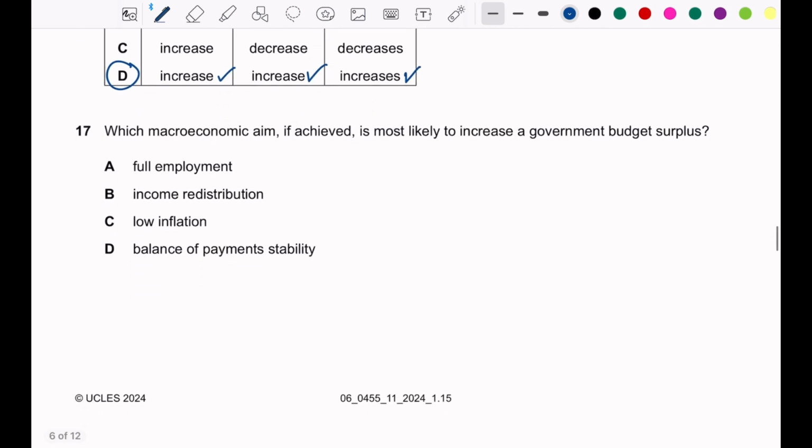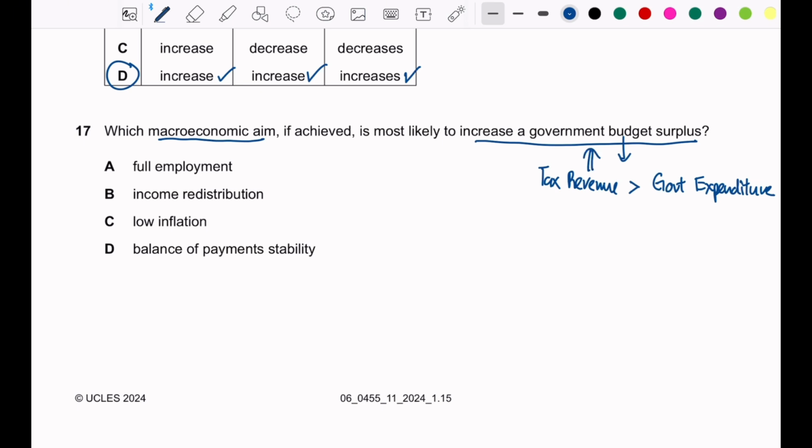17. Which macroeconomic aim, if achieved, is most likely to increase a government budget surplus? So first, what is a budget surplus? You need to know that it is when tax revenue is more than government expenditure. What can increase the tax revenue of the government? It's definitely employment. Why? Because when everyone in the labor force is employed, they can pay taxes, which increases the tax revenue earned by the government.